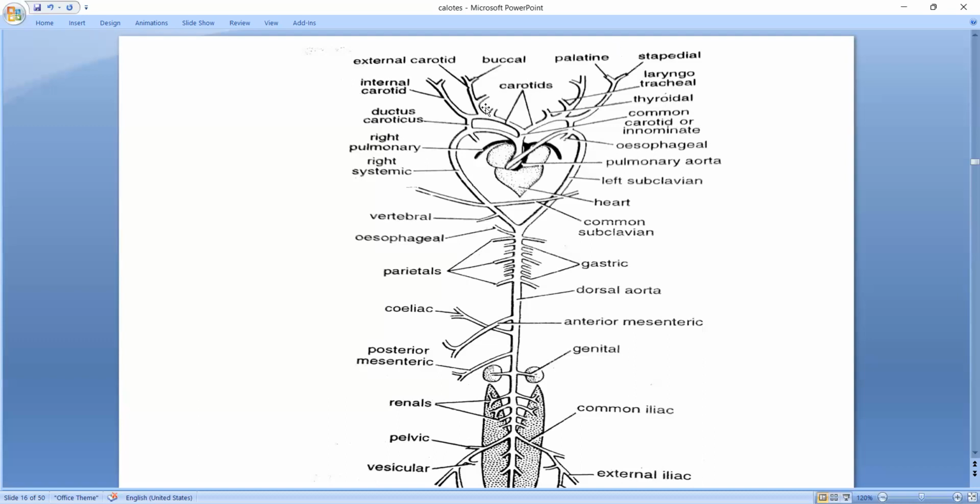And here the internal carotids of both sides are joined to the respective systemic arteries with the help of a ductus caroticus. With the help of the ductus caroticus, we can identify this as the arterial system of a reptile.